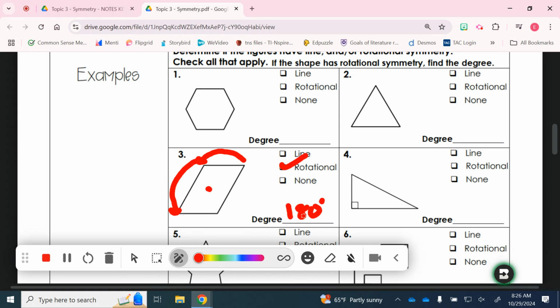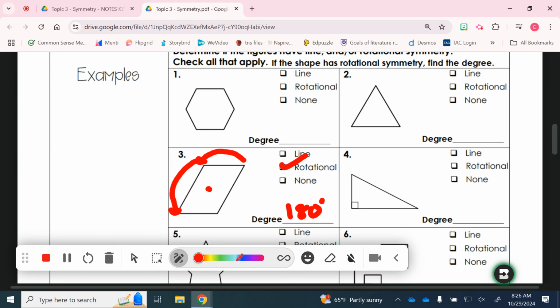This is different than using the formula because this is not a regular shape. So sometimes you've got to visualize it a little bit. Okay? Does that make sense? A lot of times, though, if it has 90, you can calculate it. If it's 180, something else is happening there. Okay?